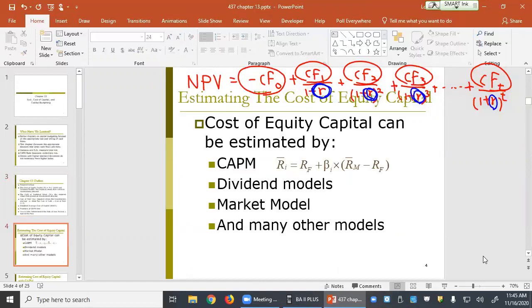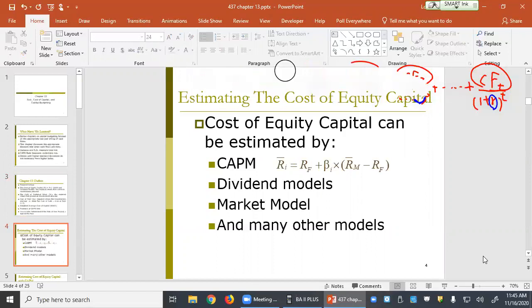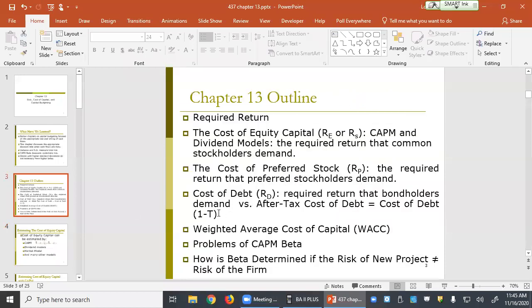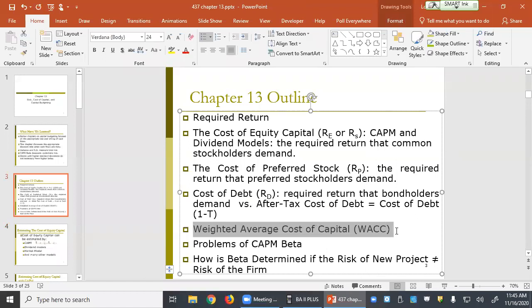So let's start with cost of equity, okay? So remember what we're doing right now. We're trying to, first of all, review how to calculate weighted average cost of capital. But in order to do that, we need to know how to calculate cost of equity, cost of preferred stock, and also after-tax cost of debt. Okay, so let's start with the cost of equity.